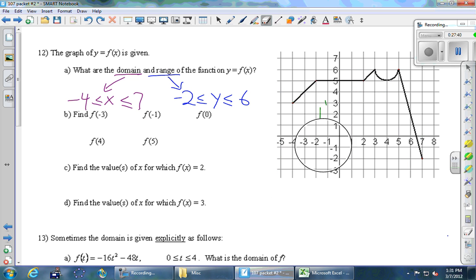Okay, so let's try part B. We're supposed to find f of a lot of this stuff. So I'll do one of them and then you guys can try the rest in your groups.